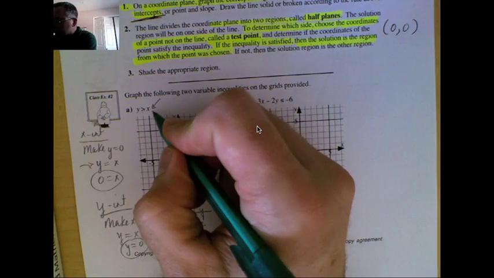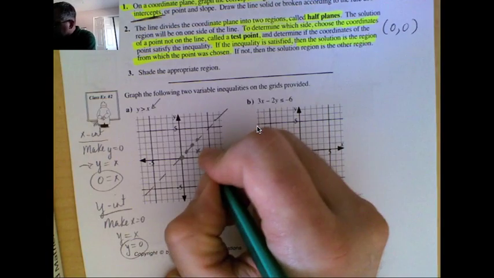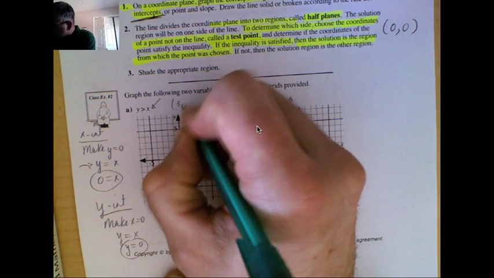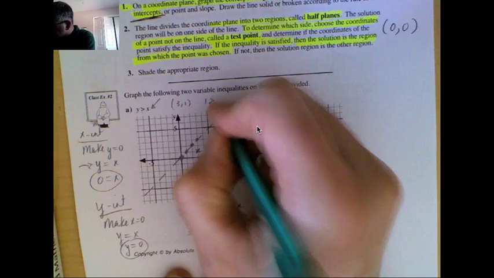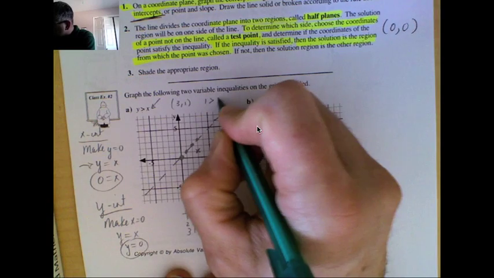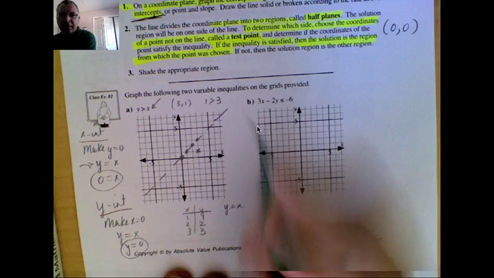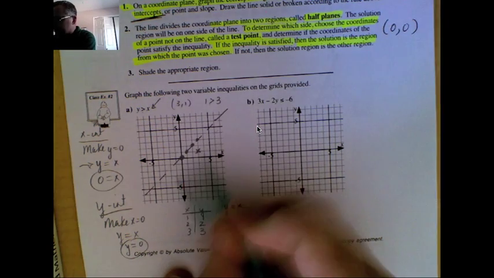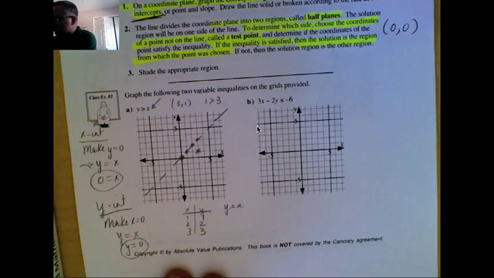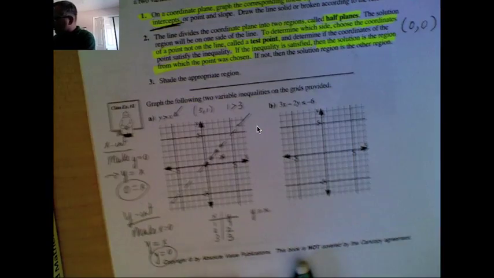I'm going to use this point here that I'm putting an x at, and I'm going to substitute it into my inequality. This coordinate is (3, 1). So in place of y, I'm going to put in 1. In place of x, I'm going to put in 3. Is 1 greater than 3? No. 1 is not greater than 3. So that means this region underneath this line is not our solution region because this statement is false.